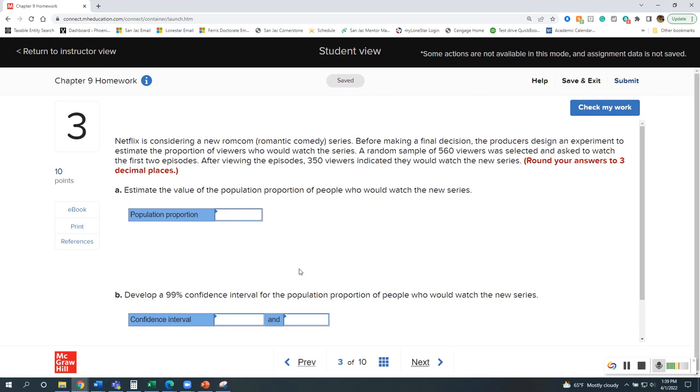Netflix is considering a new romantic comedy series. Before making a final decision, the producers design an experiment to estimate the proportion of viewers who would watch the series. A random sample of 560 viewers was selected and asked to watch the first 2 episodes. After viewing the episodes, 350 viewers indicated that they would watch the new series. Estimate the value of the population proportion of the people who would watch the new series.